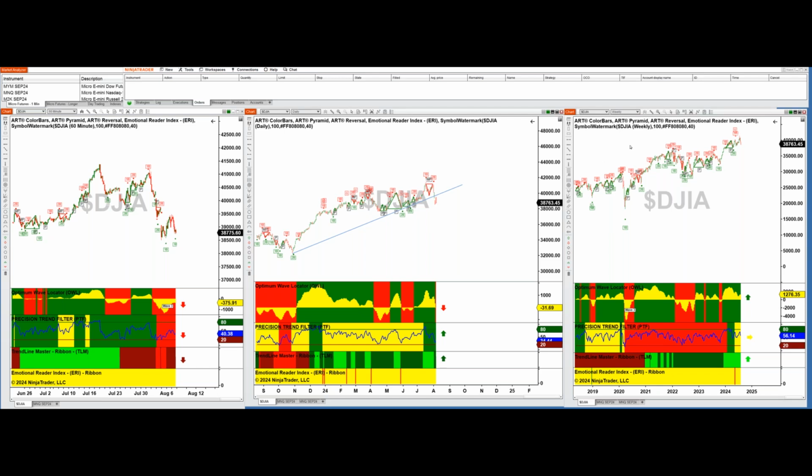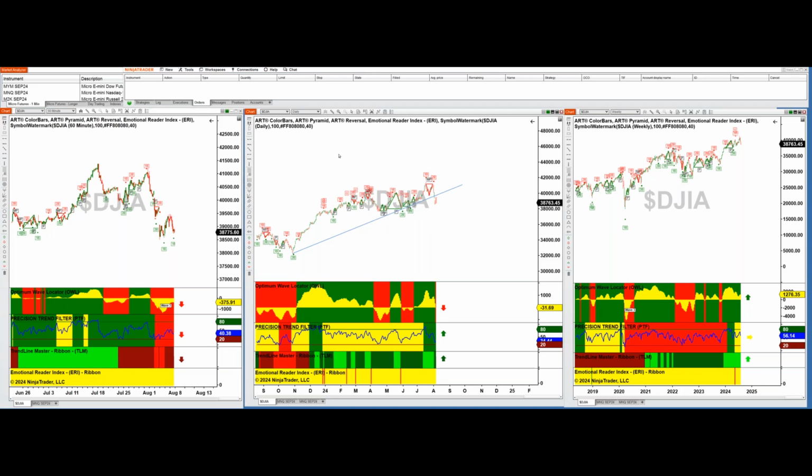Now, if you're going to use a chart that is under the daily time frame, so a short-term chart like our 60-minute chart, you're going to need to have intraday data. All right, I like to use it. I like to have an idea of what it's looking like short-term.